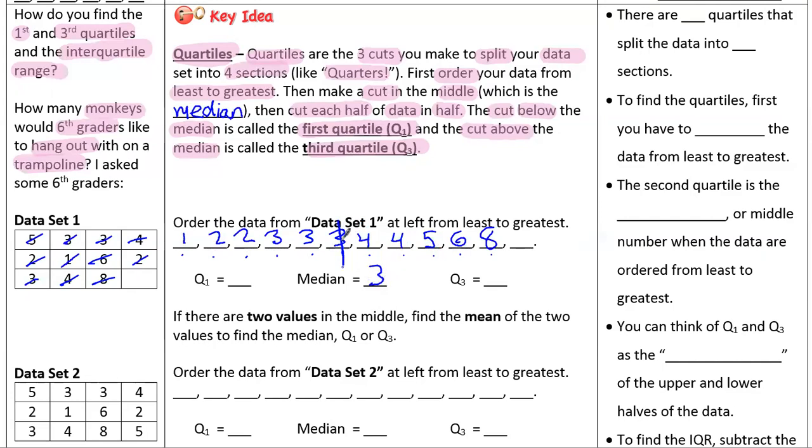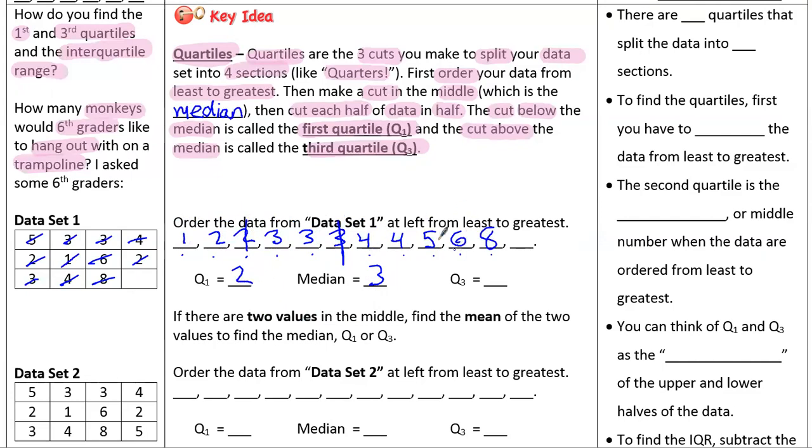Now that I've made the cut here, to find the first quartile, I need to split this bottom half of the data in half. So I can do this again. 1, 2. So quartile 1 is 2.